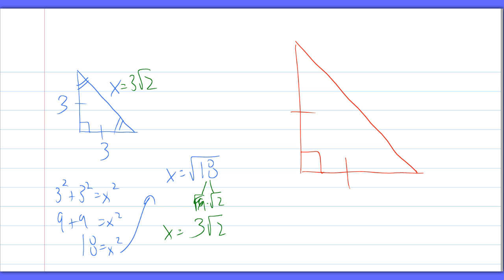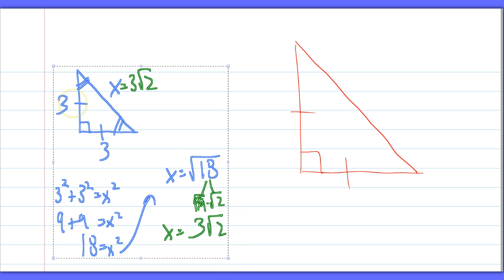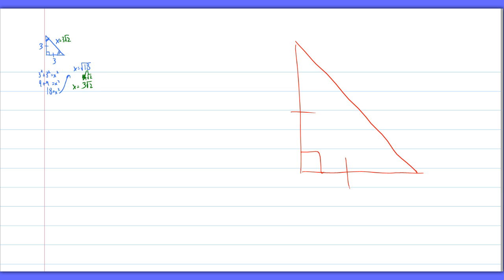In that 45, 45, 90 triangle, I was only given one leg of 3. The other leg had to be congruent to it, and then the hypotenuse turned out to be 3 root 2. So there's our first example of a 45, 45, 90 triangle. We're going to do one more and then look for the similarity between them, as far as how we can know what the different lengths are going to be.